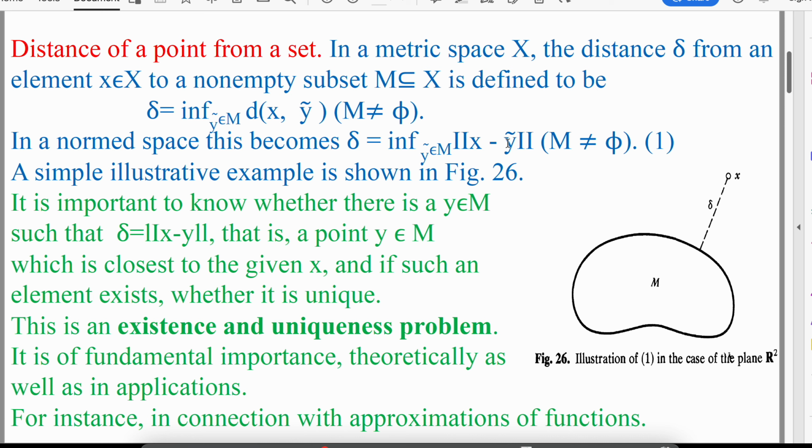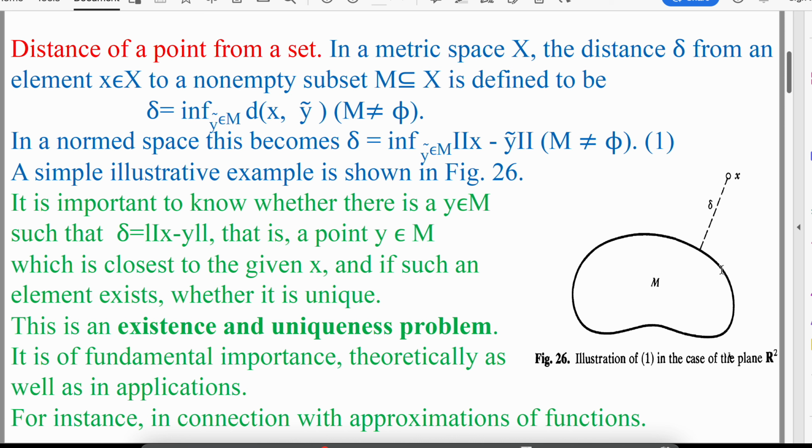So it is important to know whether there is a point y belonging to M such that delta is equal to norm x minus y, that is, a point y belonging to M closest to the given x, and if such an element exists, whether this element is unique or not. So this is an existence and uniqueness problem, and it is of fundamental importance theoretically as well as from the applications point of view. For example, it is useful in connection with the approximation of functions.